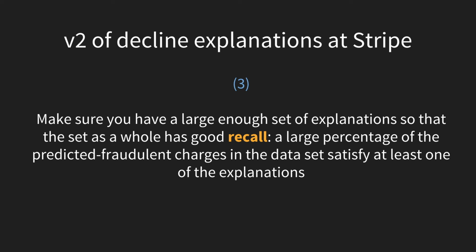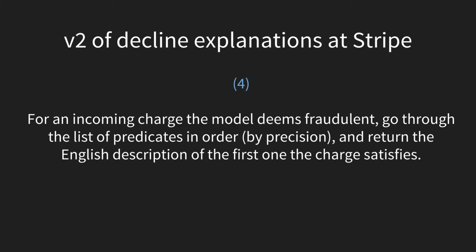The third thing we do is make sure that we have enough potential explanations for the model to have good recall. So basically have a set of explanations that covers most of the fraud in our data set. If we're doing this project, we don't want to leave decisions unexplained if we say we're going to tell you why we made a decision. So we try to generate enough combinations so that we can explain most things. And then finally, the last thing that we do is, for an incoming charge, go through the list of explanations that we had and return the first one that the charge satisfies.